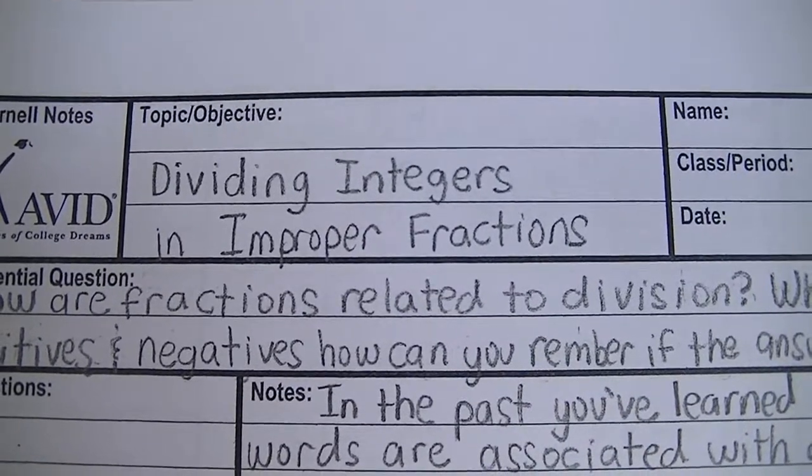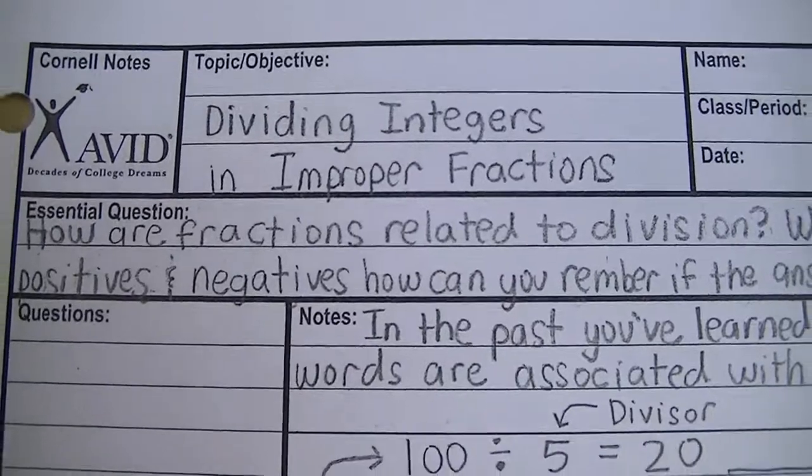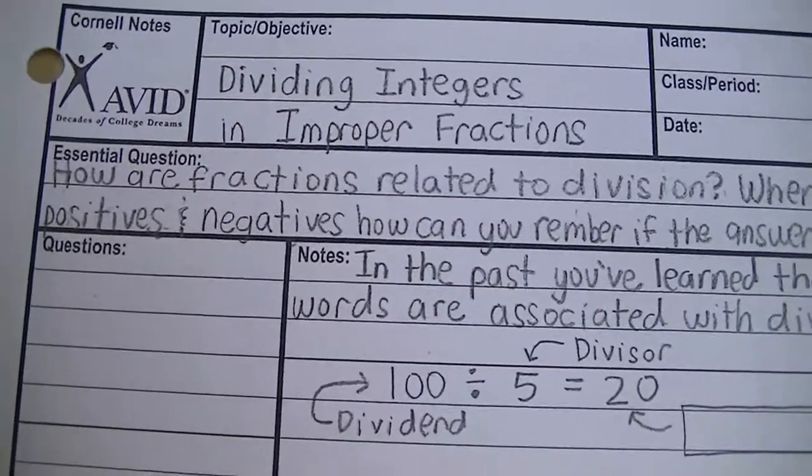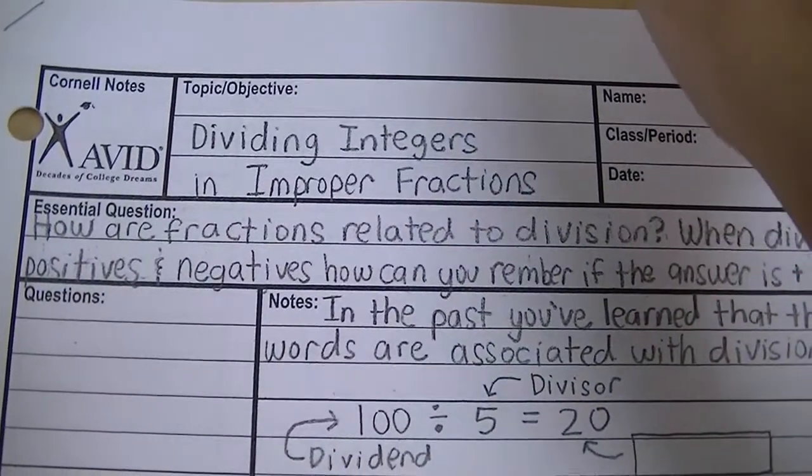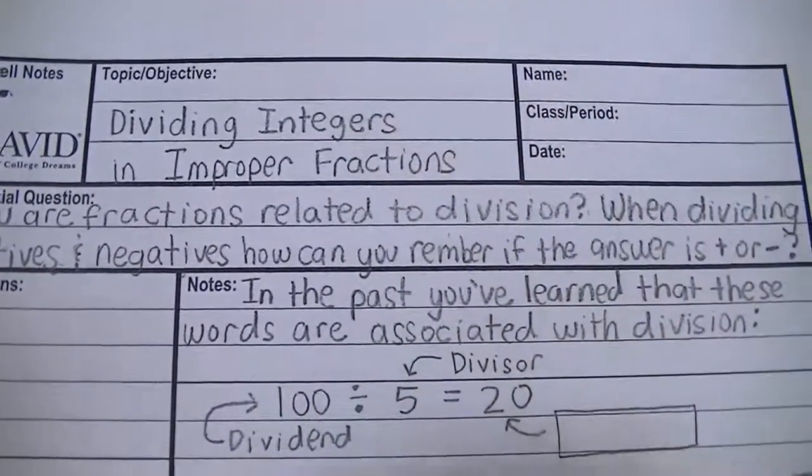Our topic today is dividing integers and improper fractions. The central question is, how are fractions related to division? When dividing positives and negatives, how can you remember if the answer is positive or negative?